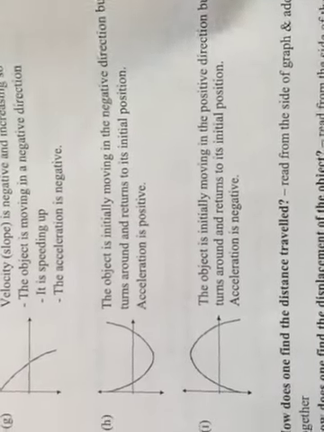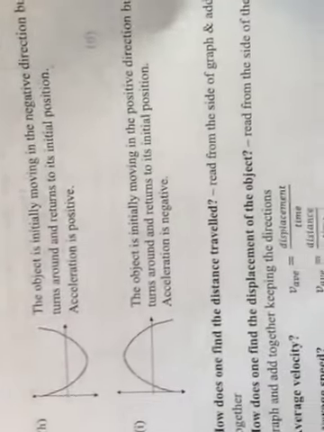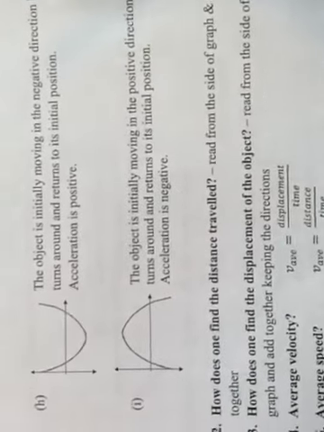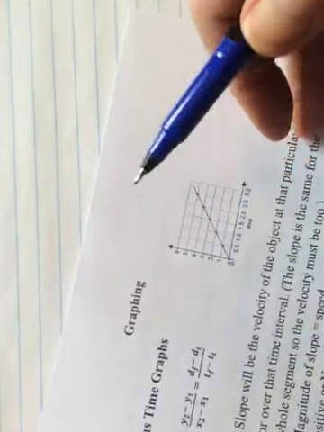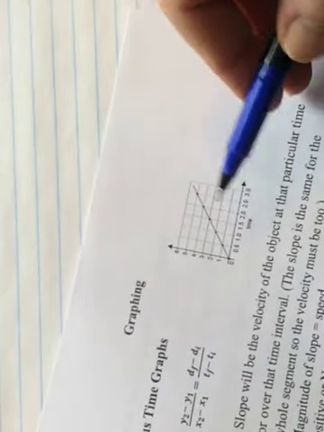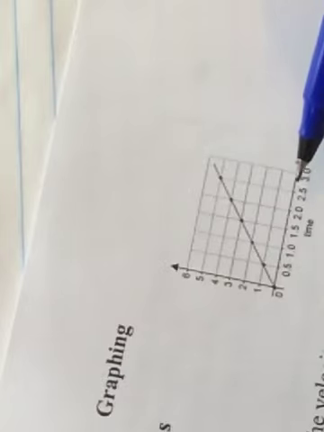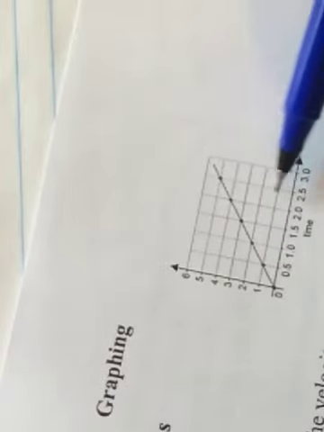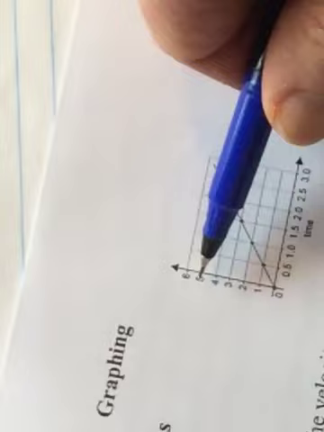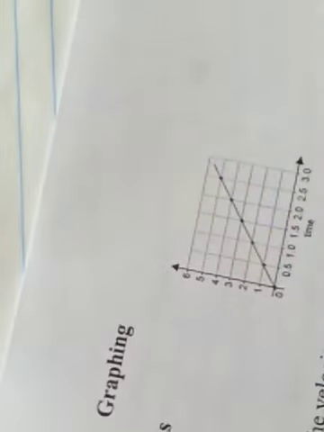Okay, the pieces that we didn't get to. How does one find the distance traveled? You just read it off the side of the graph. So if we go back to this graph on your sheet, and I said to you, how far did it travel in like 3 seconds or 2.5 seconds? You just go up, hit the dot, go over and say, oh, 5 meters. So you just read it off the side of the graph.